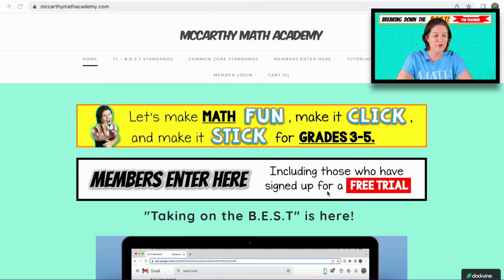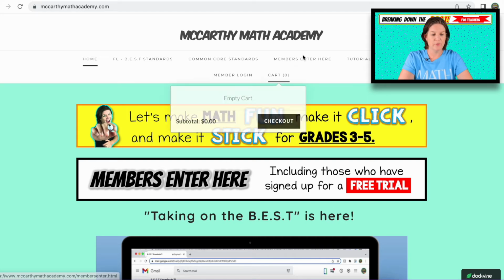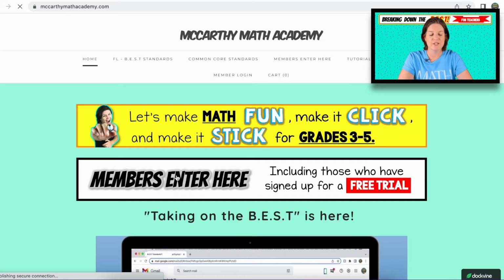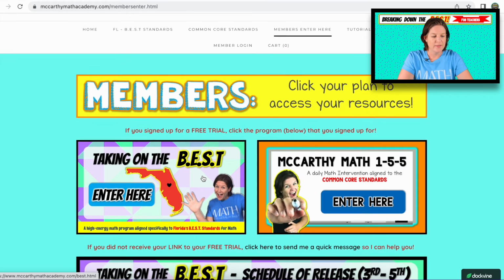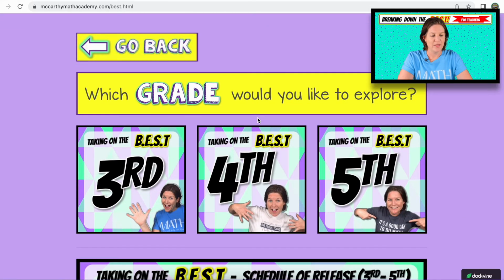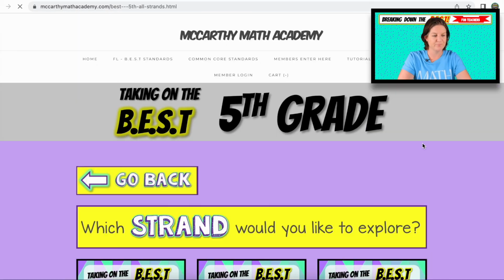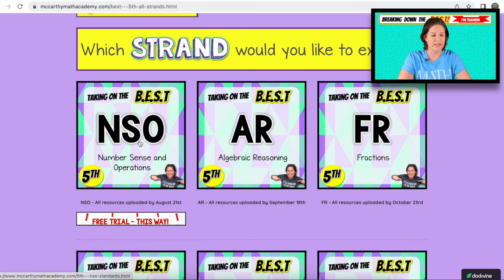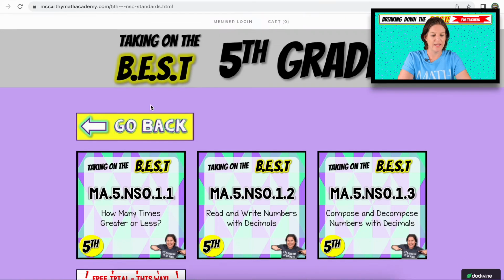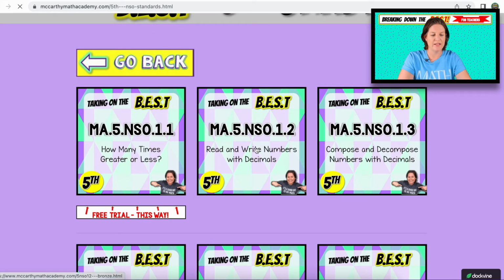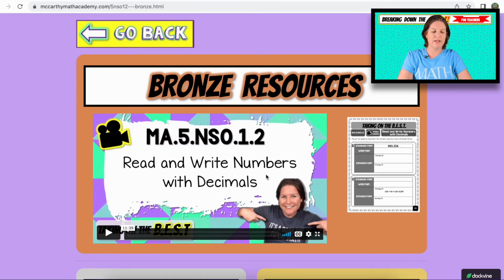Alrighty, so on the website here at McCarthy Math Academy, you can go right here to where it says members enter here, or the tab up top. Both will take you to the same place. Taking on the B.E.S.T. All right, and then which grade would we like to explore? 5th grade, right? We're working on the NSO strand, and we are on 5.NSO.1.2, reading and writing numbers.